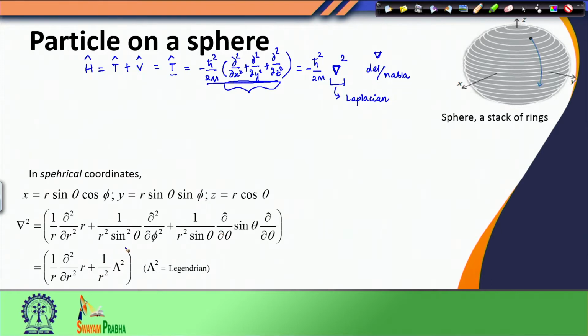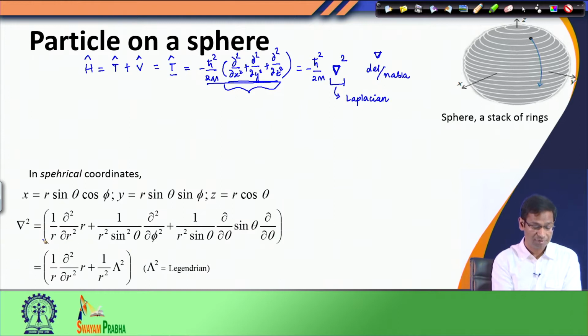When I look closely, I see that the first term has only r in it, while the second and third terms have r, theta and phi. However, one important observation is that in the second and third terms, 1 over r square is simply multiplied, and in both terms I have 1 over r square. So, I can separate this 1 over r square and then look at the terms which have only theta and phi dependence. For this term, which has only theta and phi dependence, I define a shorter name and call it lambda square, or the Legendrian.